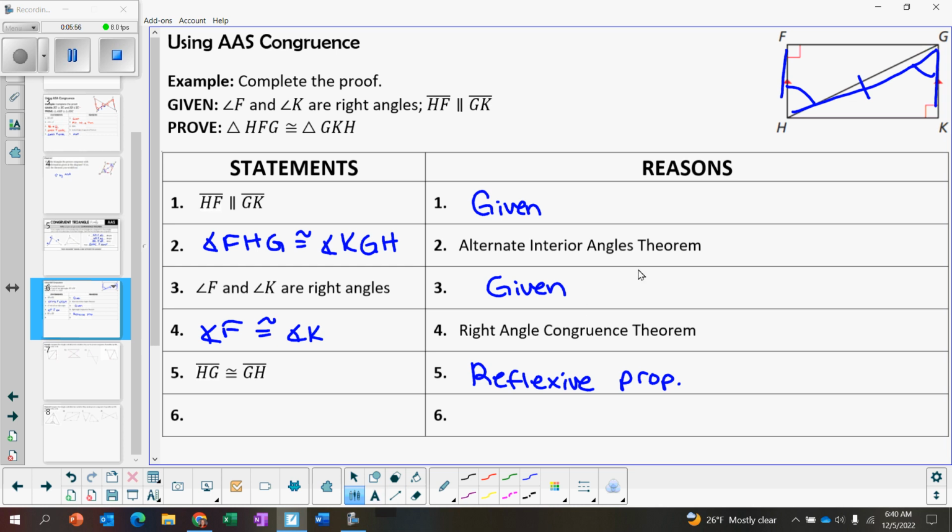And now we have enough to say that the triangles are congruent. We have our right angle, we have our alternate interior angle, and we have our reflexive side. So that's AAS, right? Connecting the two A's, it's not the S. So the triangles are congruent by AAS.